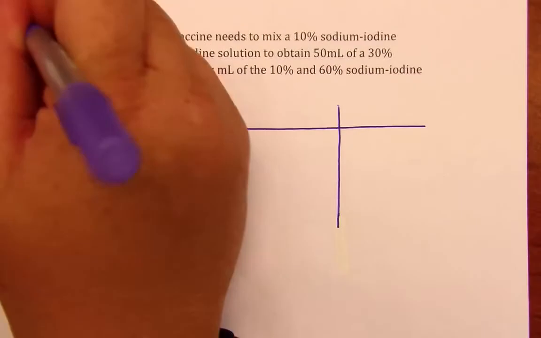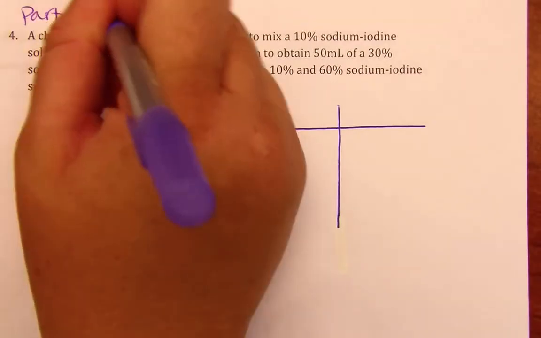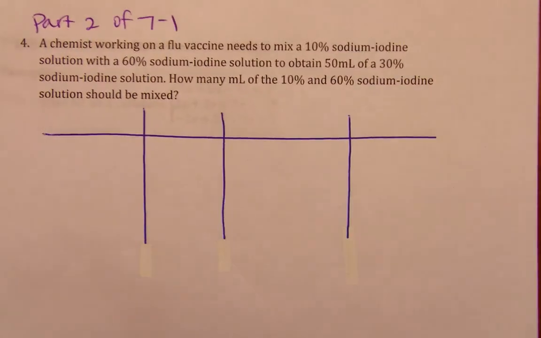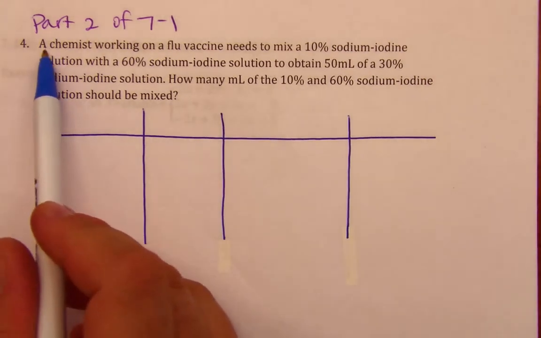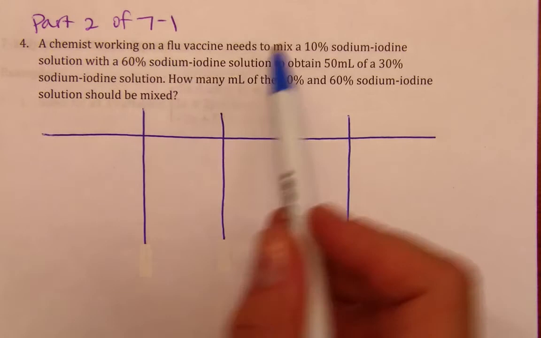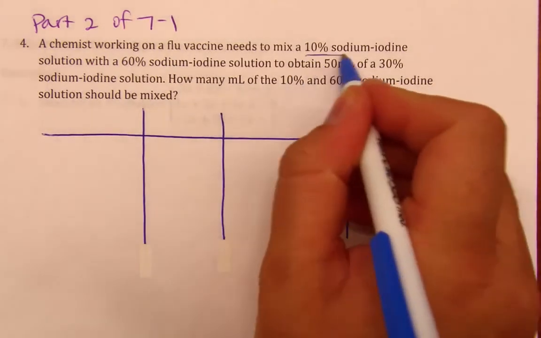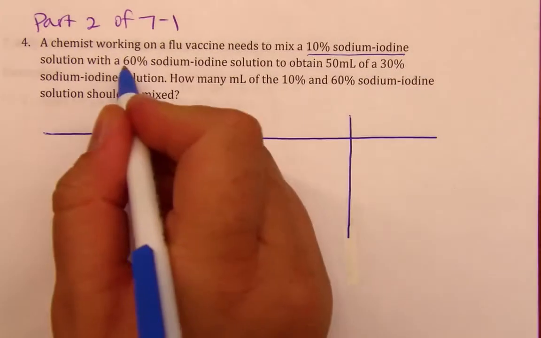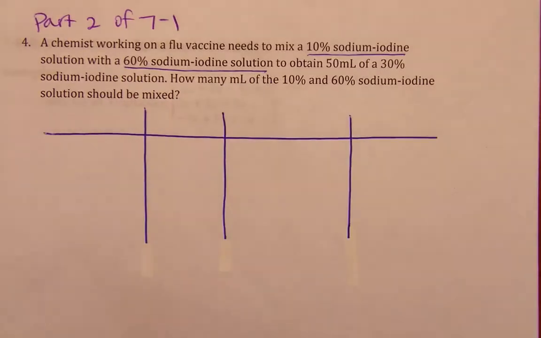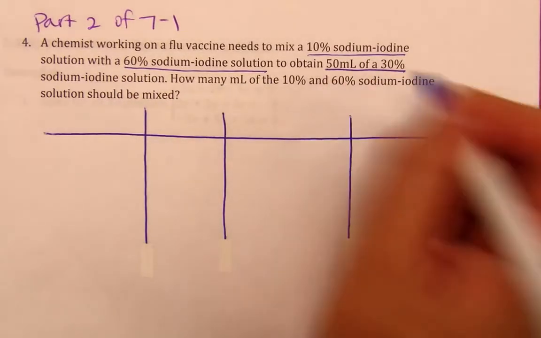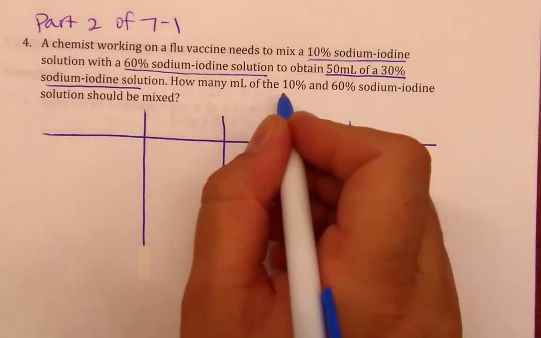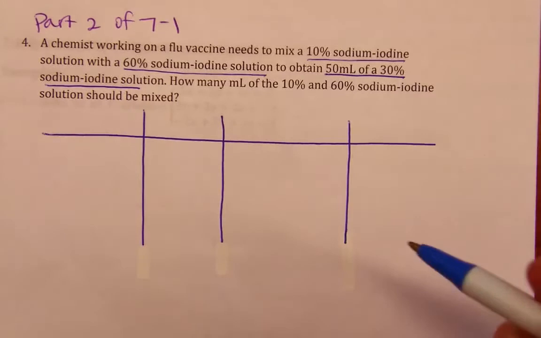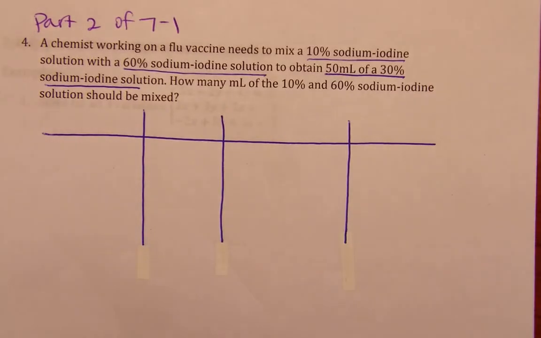Okay, so this is going to be part 2 of 7-1, and we're looking at some word problems and solving systems of equations here. So the situation that we have is a chemist working on a flu vaccine needs to mix 10% sodium iodine solution with a 60% sodium iodine solution to obtain 50 milliliters of a 30% sodium iodine solution. How many milliliters of the 10% and 60% sodium iodine solutions should be mixed?